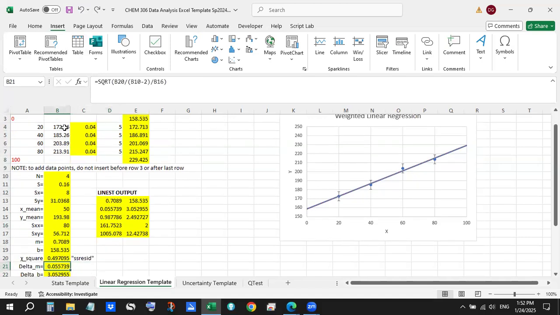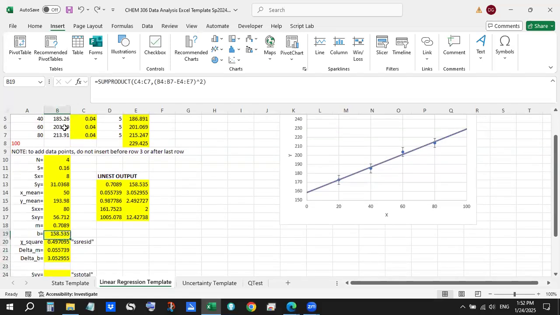Notice you're still going to have the same slope, okay? And the same y-intercept because it's still equal weights, okay? And you still have the same uncertainty in the slope and uncertainty in the y-intercept, okay? Because again, like I said, they're equal weights. But your chi-square is different now. It's 0.497 versus 12.42 because your weights are not 1. Your weights are 0.04.